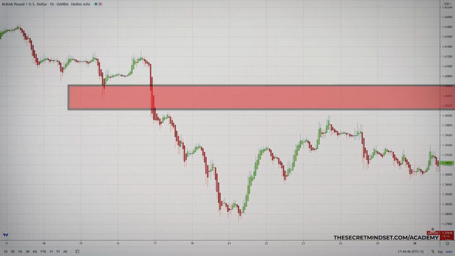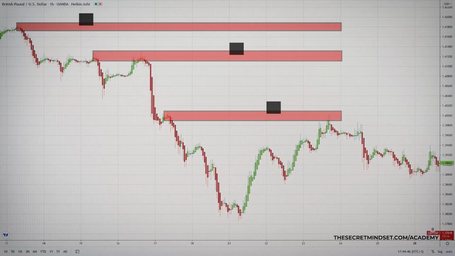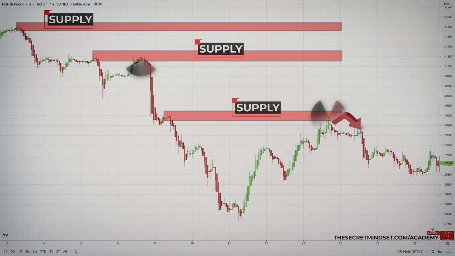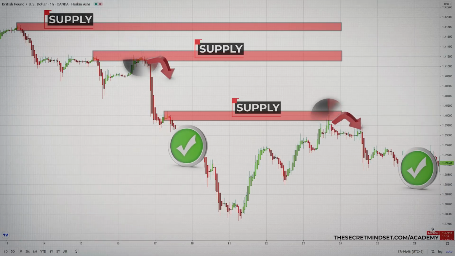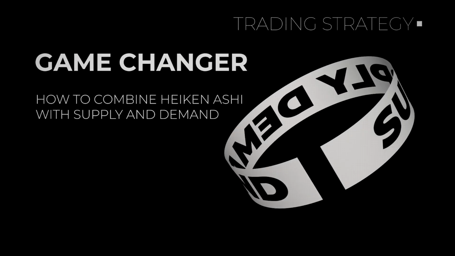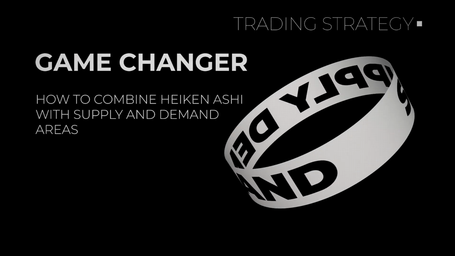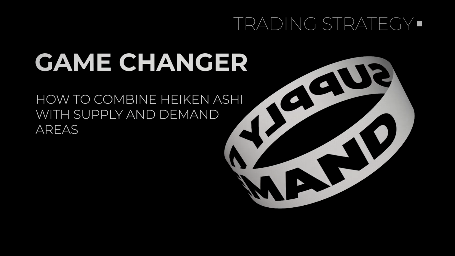When you're trading supply and demand zones, I bet you use classic candlestick charts. But here's an idea. What if you used Heiken Ashi candles? Would it improve your results? 100% yes. Today I'm showing you my unique way to trade supply and demand areas without noise using Heiken Ashi.